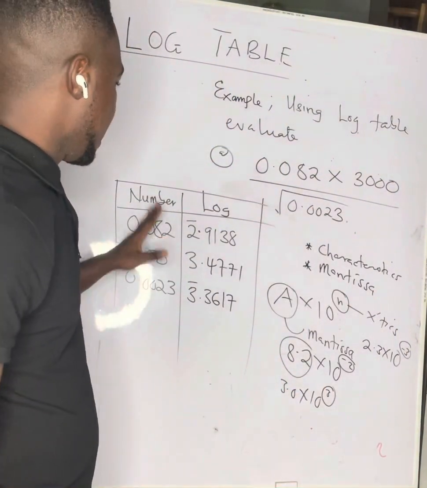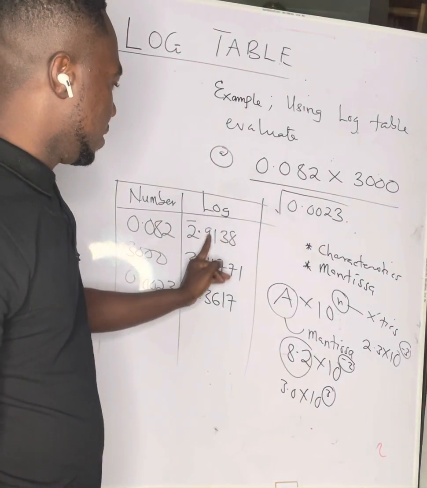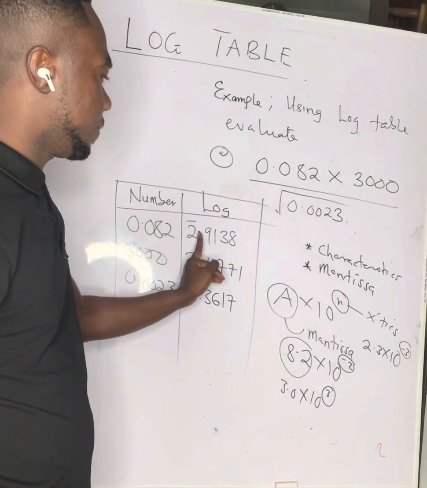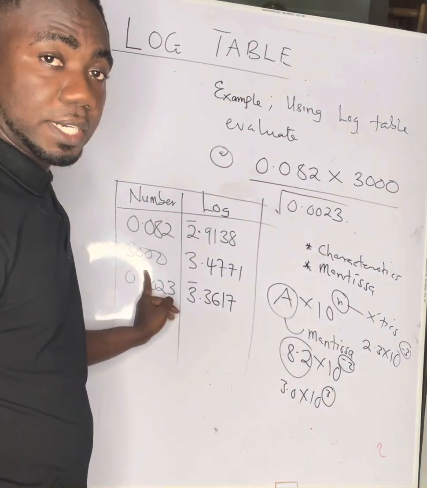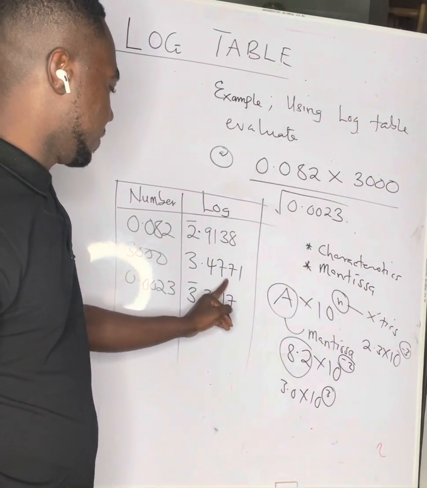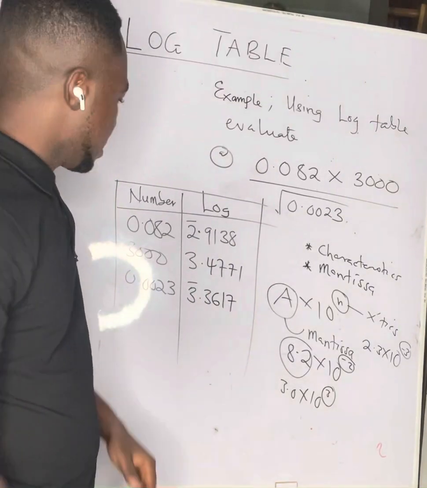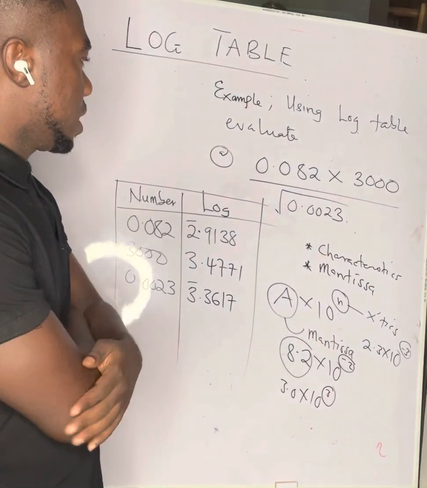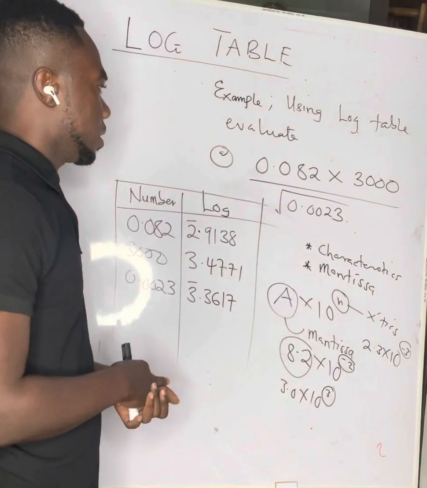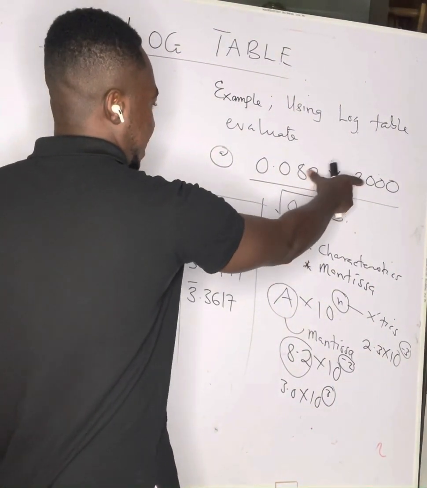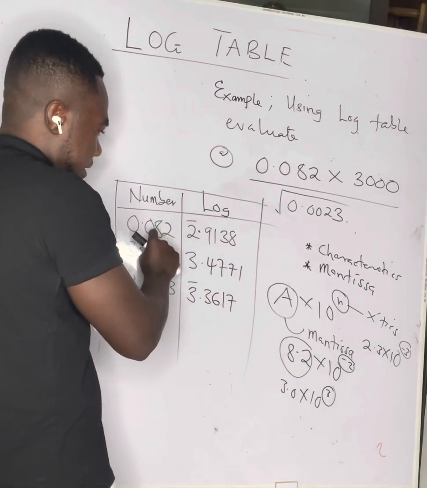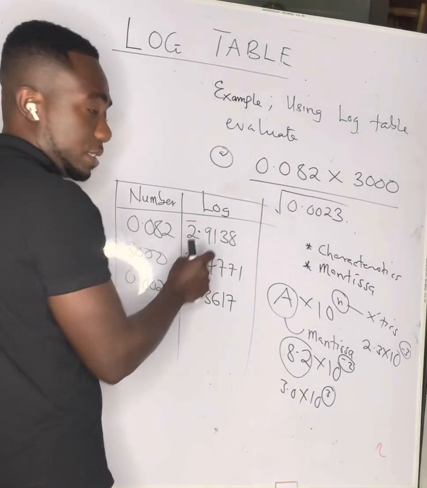So we are done with the numbers and then the logs. So these are the logs. 0.082 gave you negative 2.9138. 3000 gave you 3.4771. This gave you this. Okay. So from the properties of log, multiplication becomes addition. Meaning we are going to add this and that, the logs, this plus this.